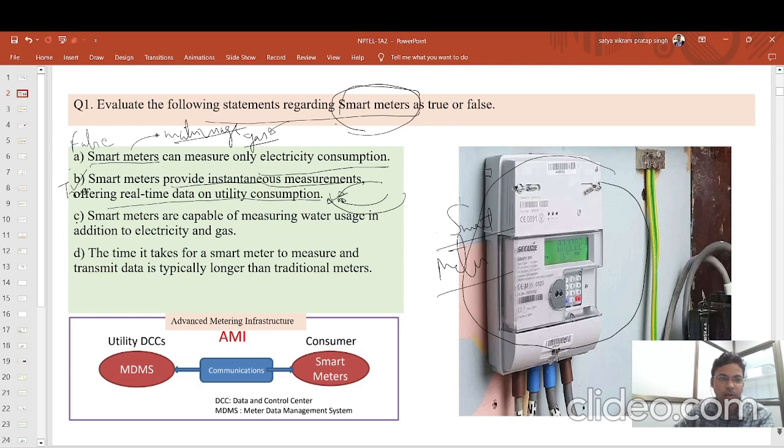Going to the third option, smart meters are capable of measuring water usage in addition to electricity and gas. Actually it is correct. It can measure electricity, gas consumption, and water usage also. Sir, can I speak? Yeah. Actually, I thought the smart meter is only used in electrical systems. That's why I gave option B. Otherwise, C is also correct.